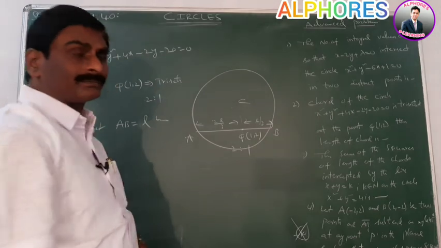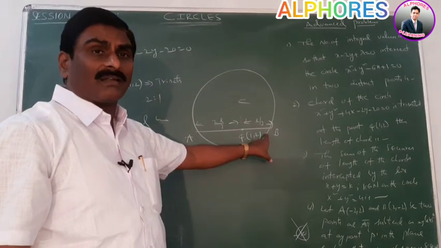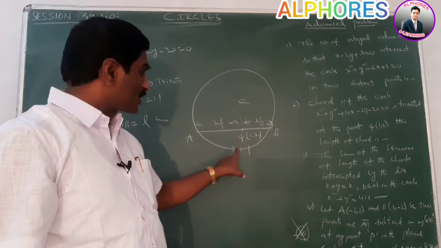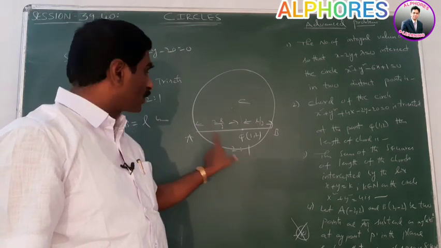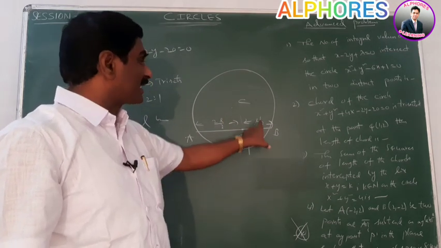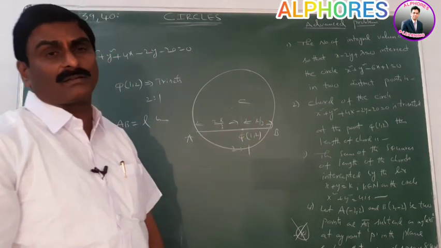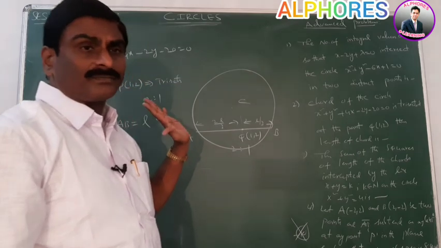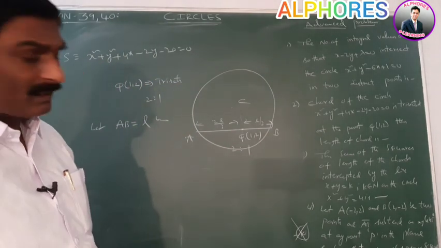Please observe this point. Total length of this chord is L. We divide this length L in the ratio 2:1. That means 2 by the sum of the ratios, 2 by 3 into total length L, is 2L by 3. The other proportional value is L by 3. Total length is 2L by 3 plus L by 3, which means L. By using this property, we find the value of L.